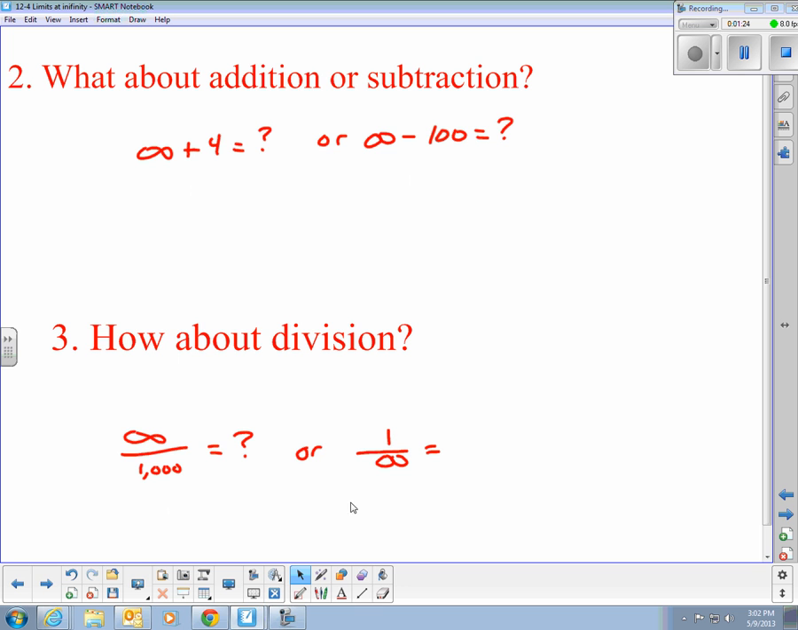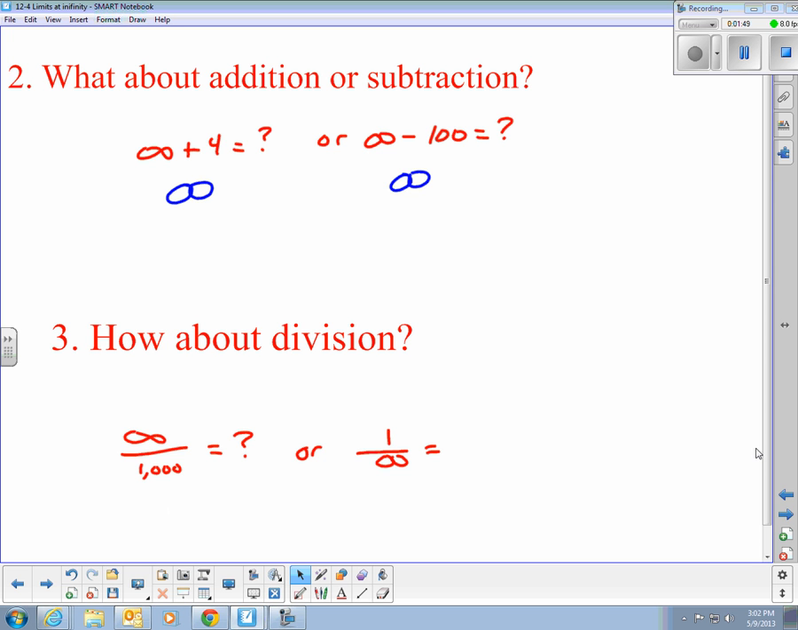What about addition and subtraction? What is infinity plus 4? Well, infinity, again, is such a huge number, it's never ending. If you add 4 to it, 4 compared to infinity is nothing. So adding 4 does not change it a bit. It's just infinity. Take away 100 or 1,000 or a million, it's still just infinity. Infinity is that big.